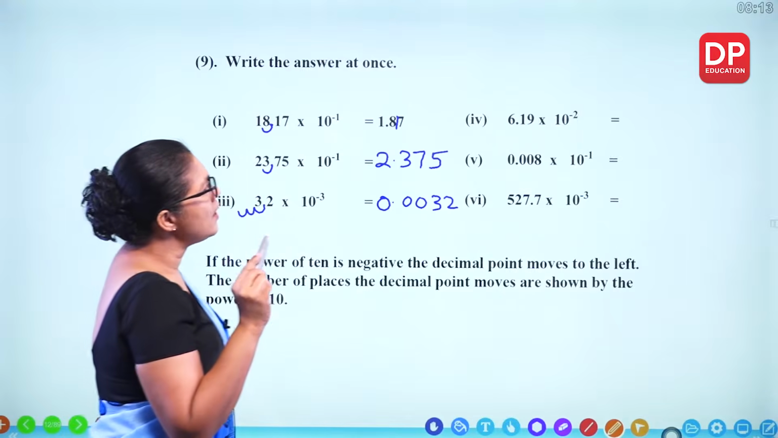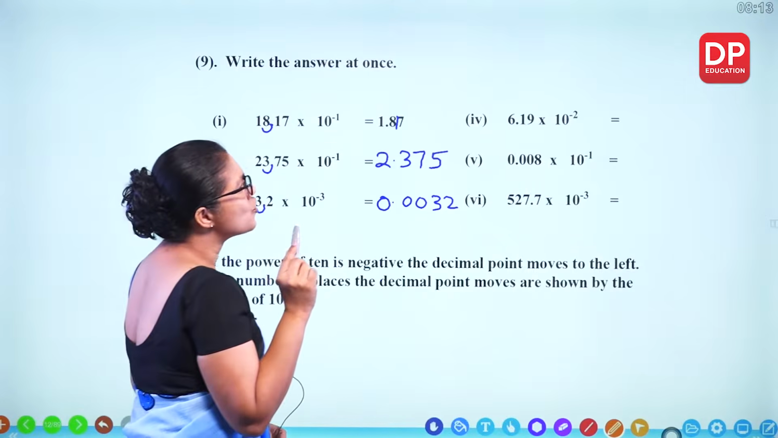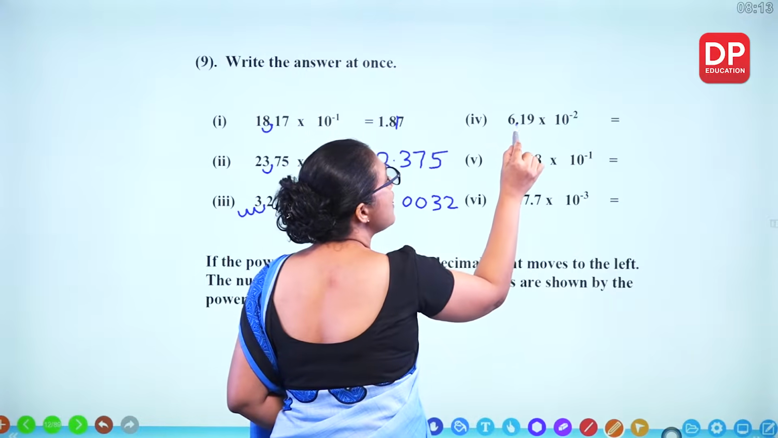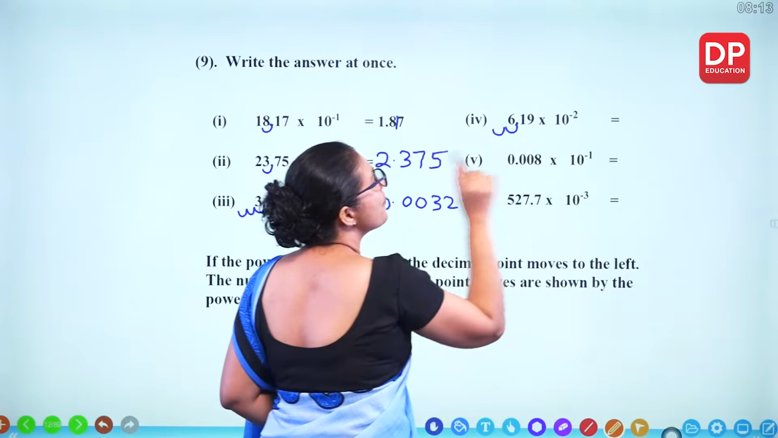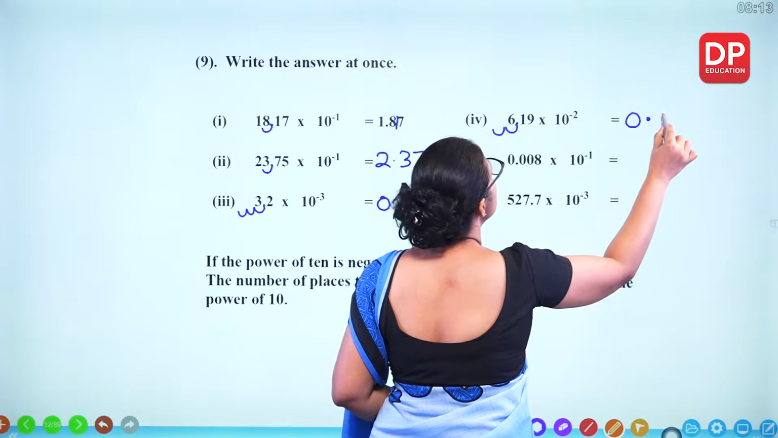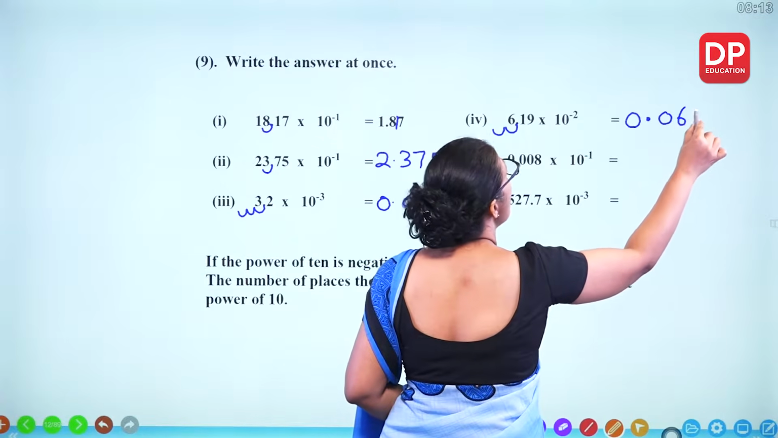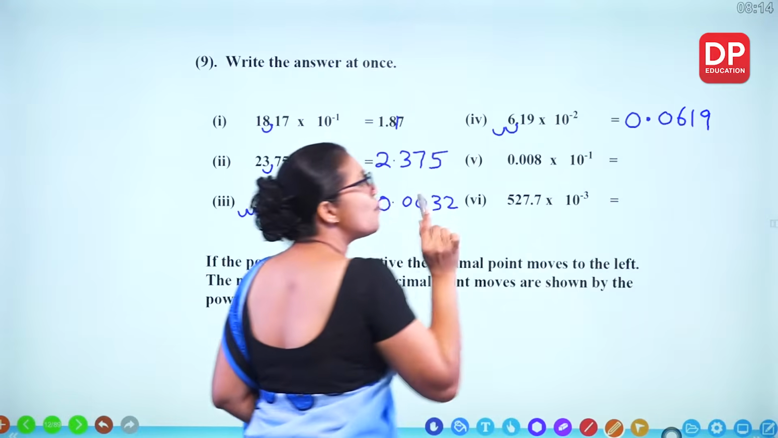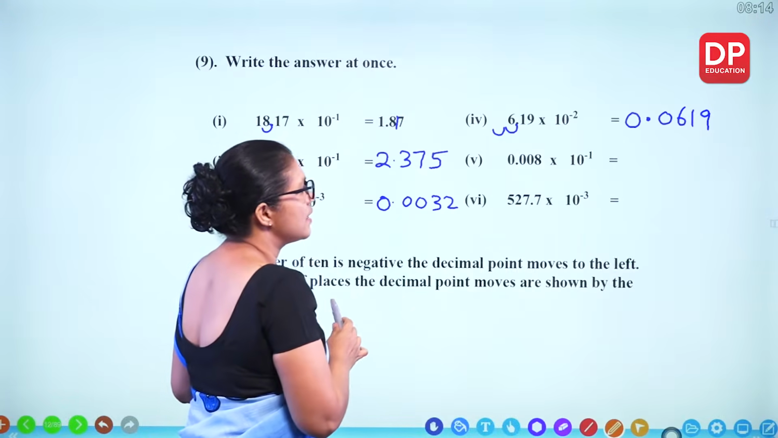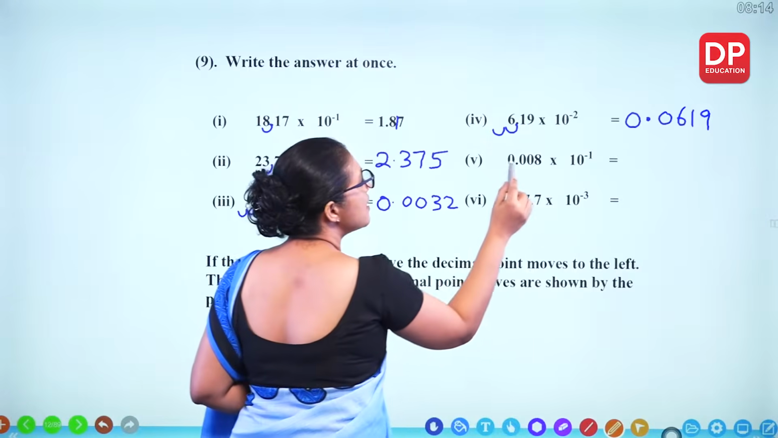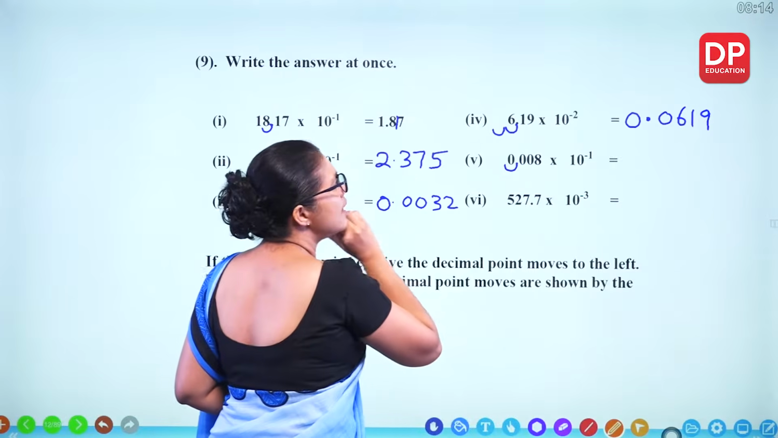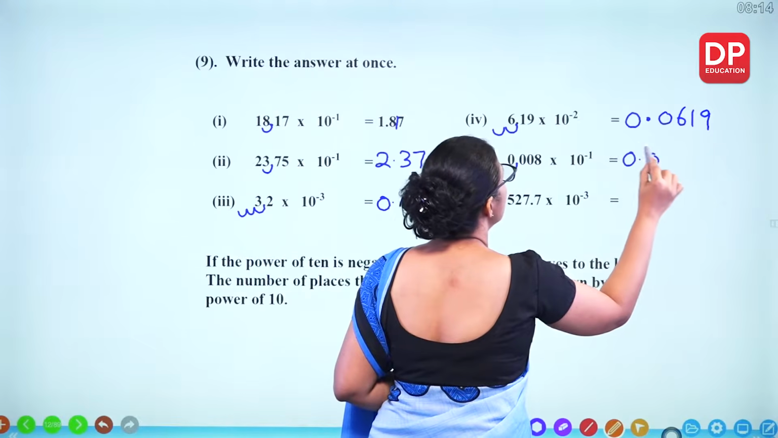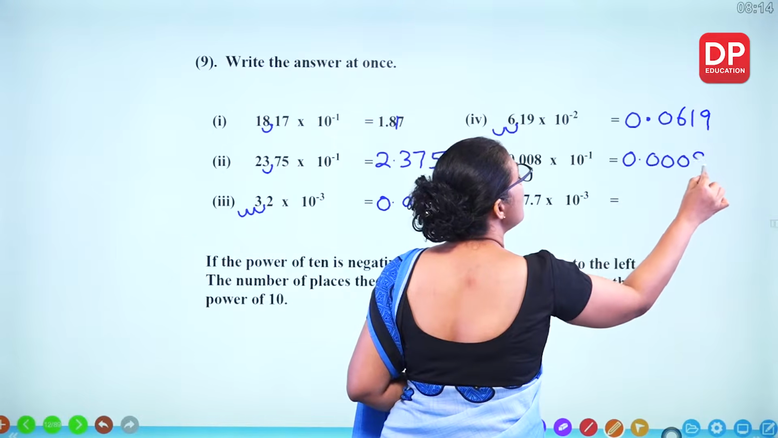Now look at the other one. 10 to the power -2 means 2 places to the left. 1, 2. 0.0619. Check it again. 1, 2, 2 places to the left. -1 means 1 place to the left. 0.0008.